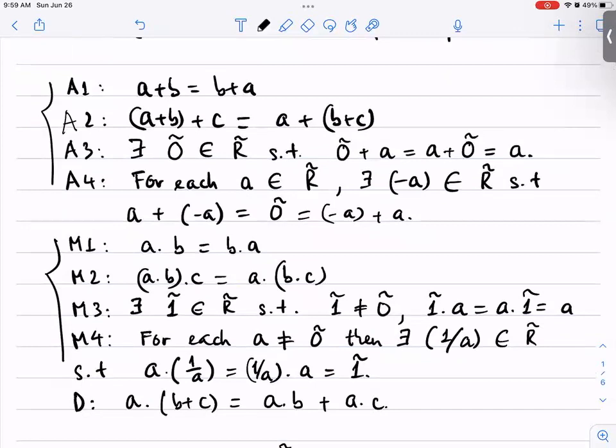The third axiom here is about the zero element. So there exists a zero element in the set of real numbers such that if you add this zero element to any element in the set of real numbers, then you obtain the same number. So 0 plus A equal to A plus 0 equal to A.